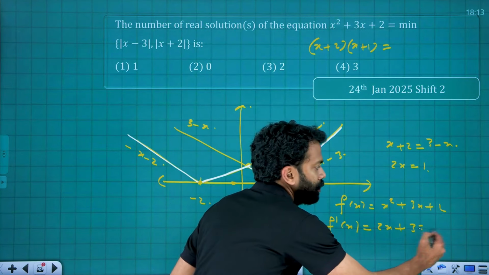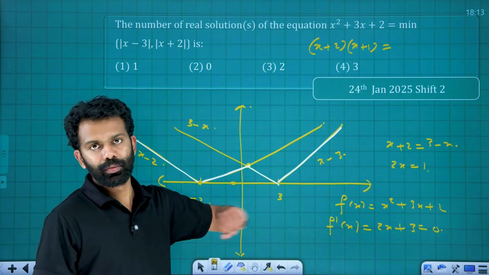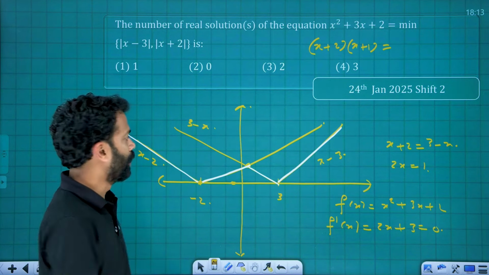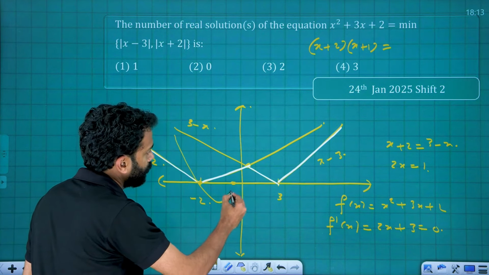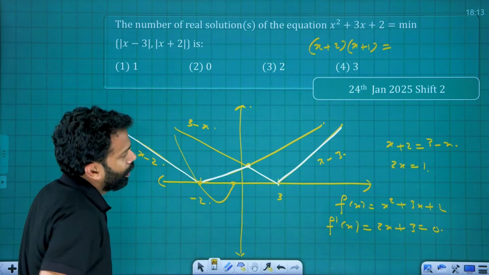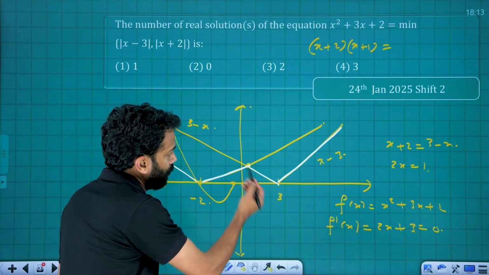If you equate this to 0, the slope of the tangent of the parabola is 0 at the point where x is minus 3 by 2. That will be in here. Okay, so the parabola will be like this. From here and it will cross here. From here, that we need to check whether it is crossing which point.